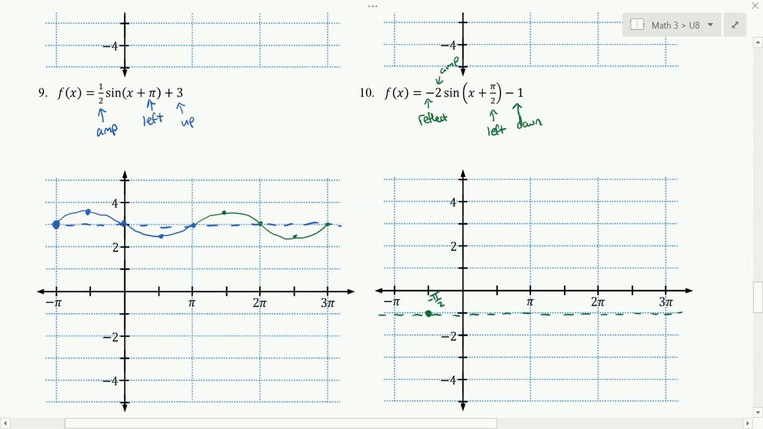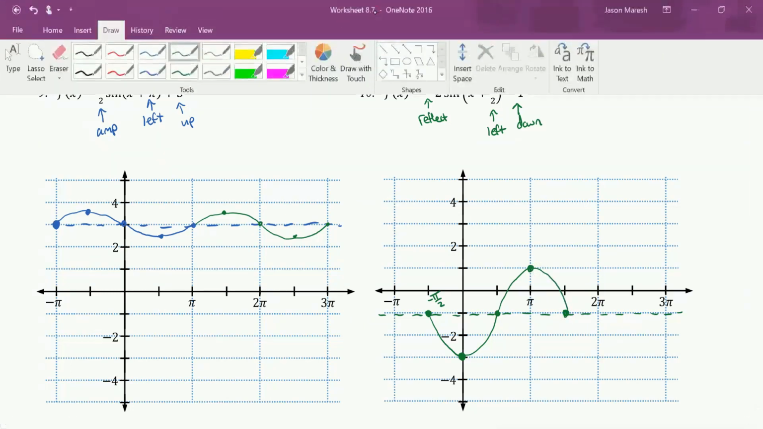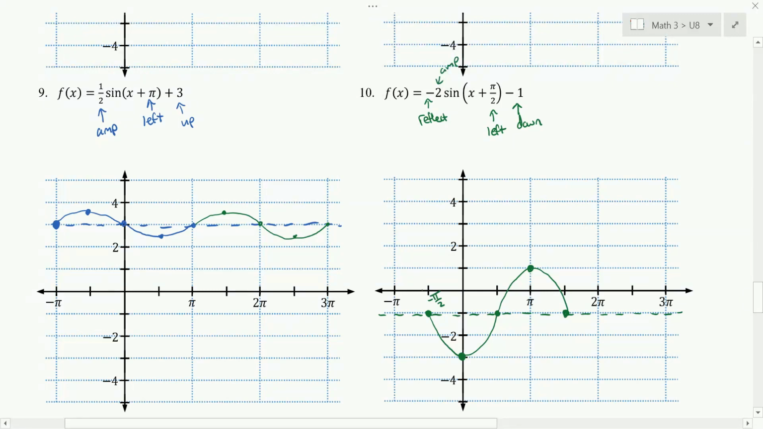So I'm going to go down a distance of 2, which puts me at -3. Back up to the equilibrium. Above the equilibrium a distance of 2, which puts me at a height of 1. Back down to the equilibrium. There's one period or one pattern. And then I'm going to extend that to the left and to the right. Like that.